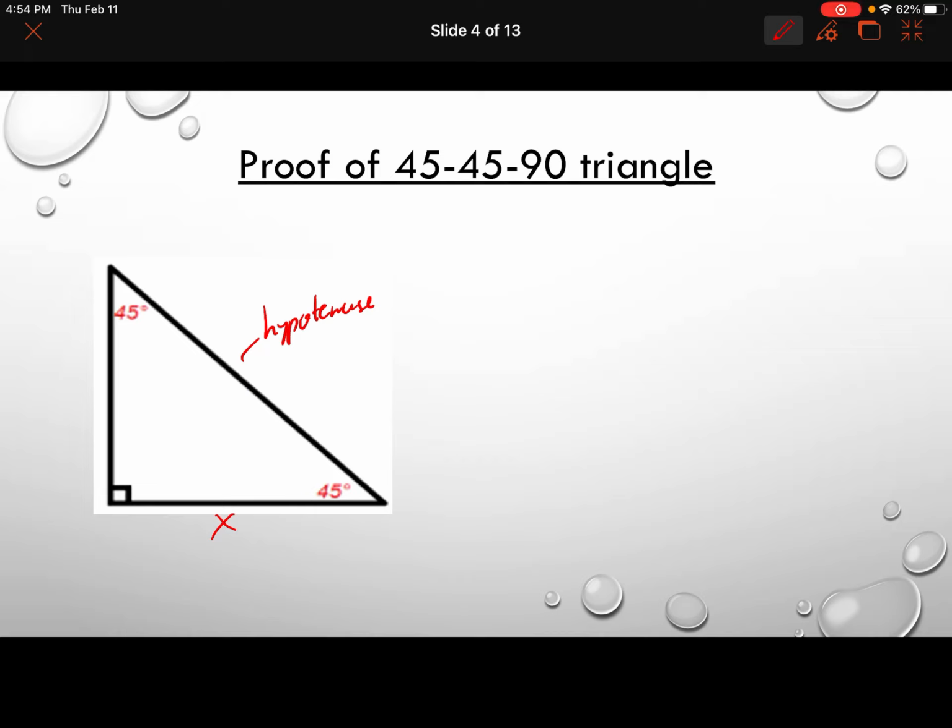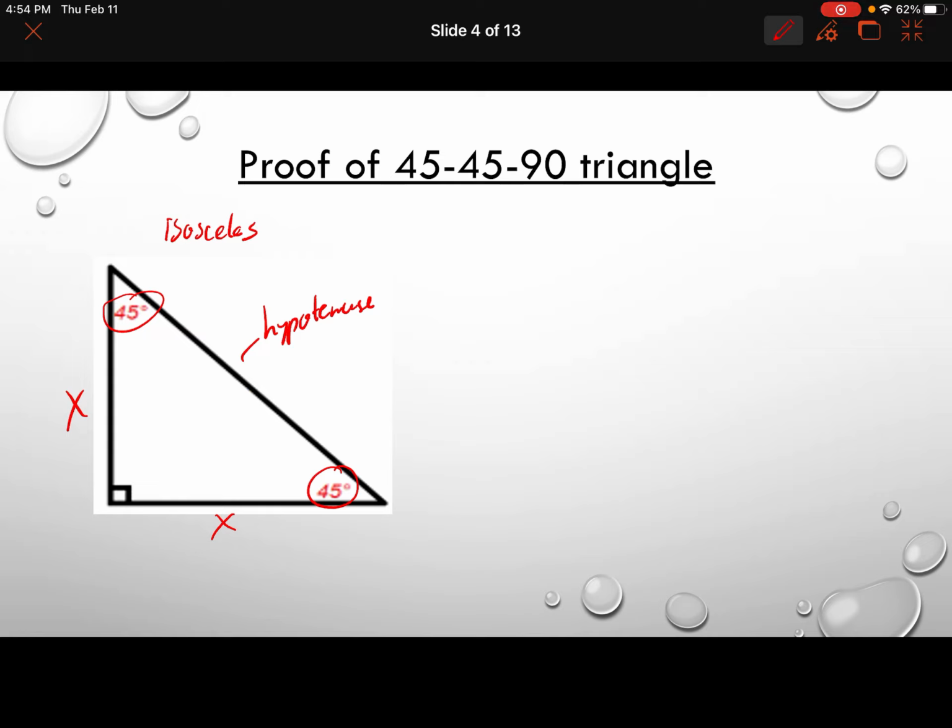Because, for those that might remember, whenever you have a triangle with two equal angles, that means it is an isosceles triangle. Now, the name of it is not important, but it is important to remember that when you have two angles that are congruent, two sides of the triangle are also congruent. So that's important to remember as we go through this proof.